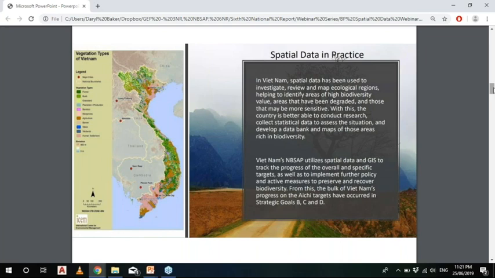But with the support of the NR6 project, we managed to collect and prepare about 60 maps to show the change and the progress of biodiversity conservation in Vietnam. So we can show what Vietnam has achieved in accordance with the Aichi targets and also the different goals of the biodiversity strategies.